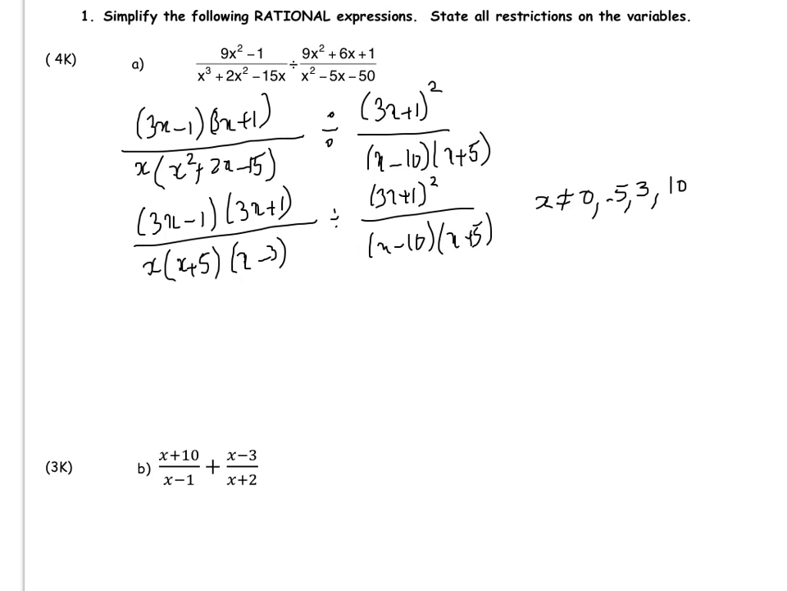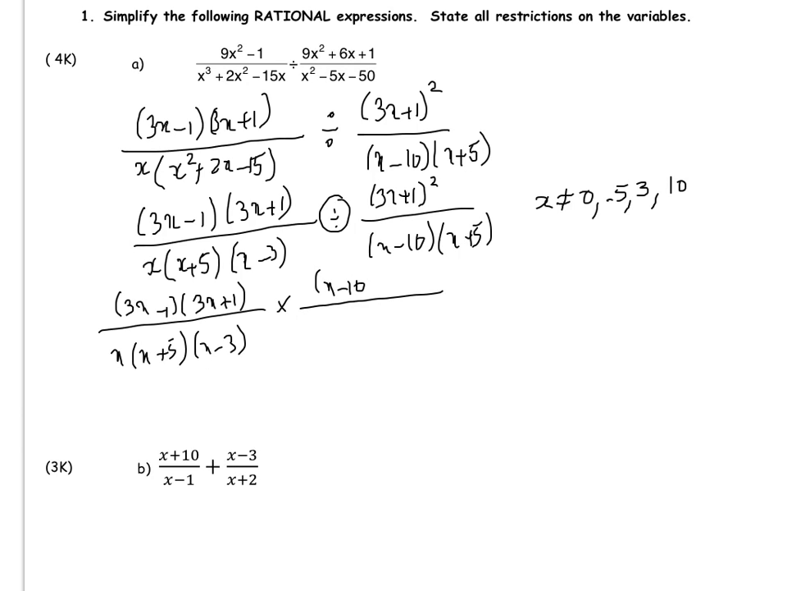Now to start simplifying, as you can see, there is nothing in the denominator and the numerator which I can factor out or cross out. But this division, I can flip the second fraction and then multiply. So I get 3x minus 1, 3x plus 1 over x times x plus 5, x minus 3, times x minus 10, x plus 5, divided by 3x plus 1 squared.